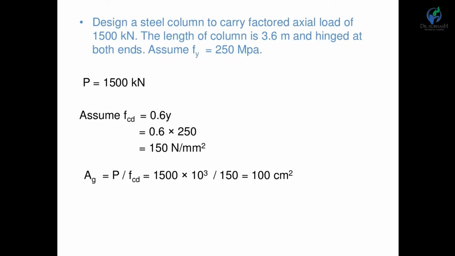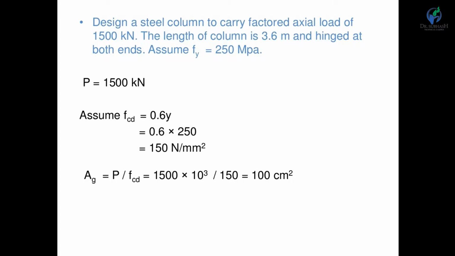And length is given 3.6 meter and end condition both ends are hinged. So according to load we first find out FCD. So FCD we assume 0.6 times Fy. Here I mentioned that FCD value may be assumed between 0.4 times Fy to 0.6 times Fy. So in between that you assume the FCD.